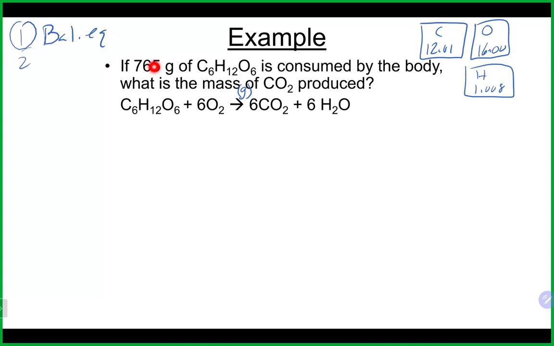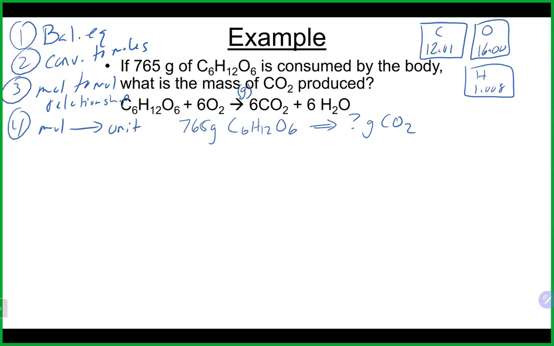Balance the equation, convert to moles, do your mole to mole relationship. Okay, let's take a look, see how you're doing. Once again, here, we've got a stoichiometry problem. That should automatically tell you we're going to follow our steps. So first step there, we want to balance the equation. I see coefficients, so I'm going to hope that it's balanced. It should be, hopefully. The only thing given to us is 765 grams of C6H12O6.